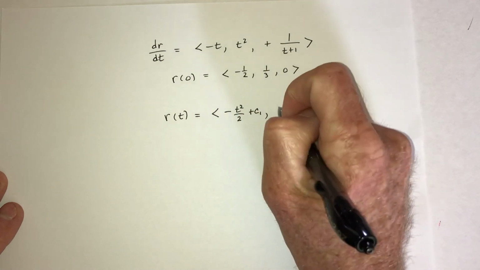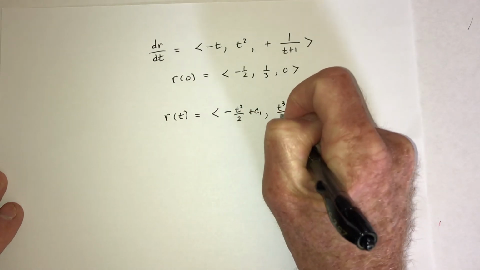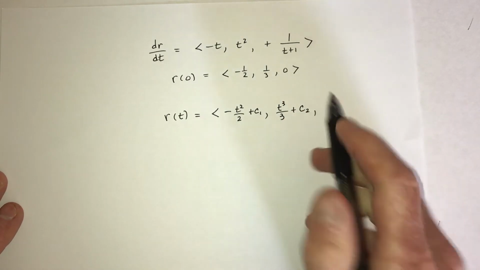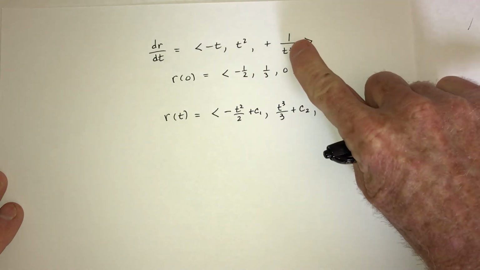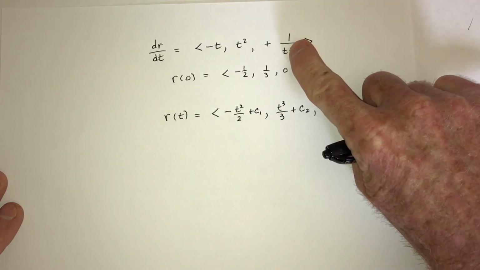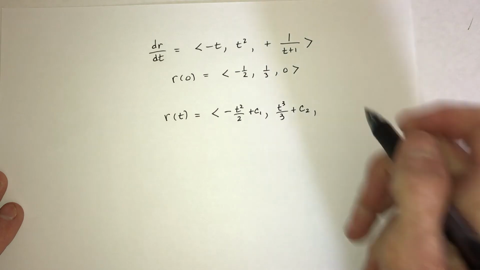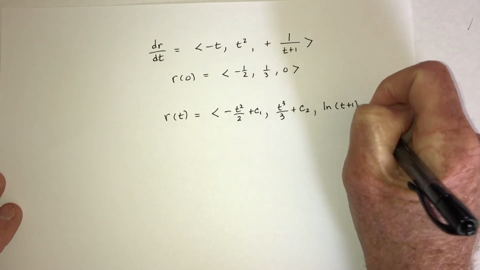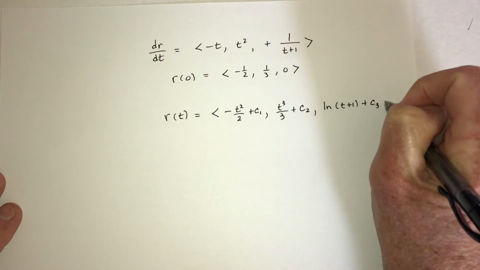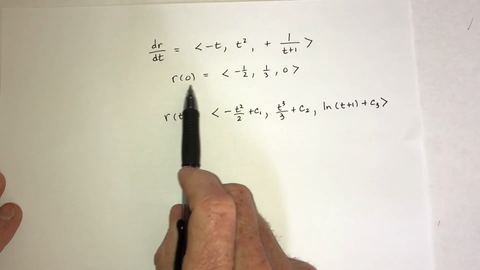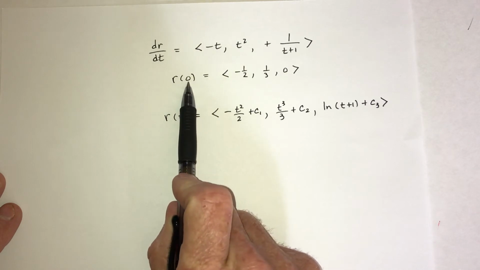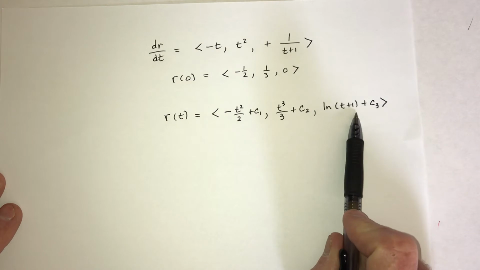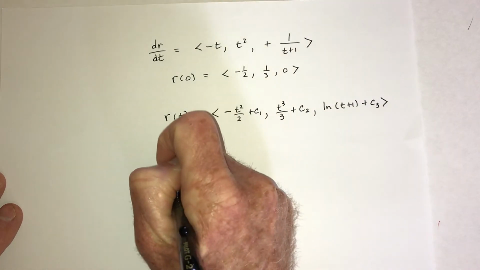This one will be t cubed over 3, and then plus its own constant. And then this one is just like having 1 over t, so the antiderivative is going to be the natural log. So it'll be the natural log of t plus 1, and then plus its own constant. And then this is saying, if you plug in a 0, you should get a negative 1/2 here, 1/3, and a 0. So let's see.